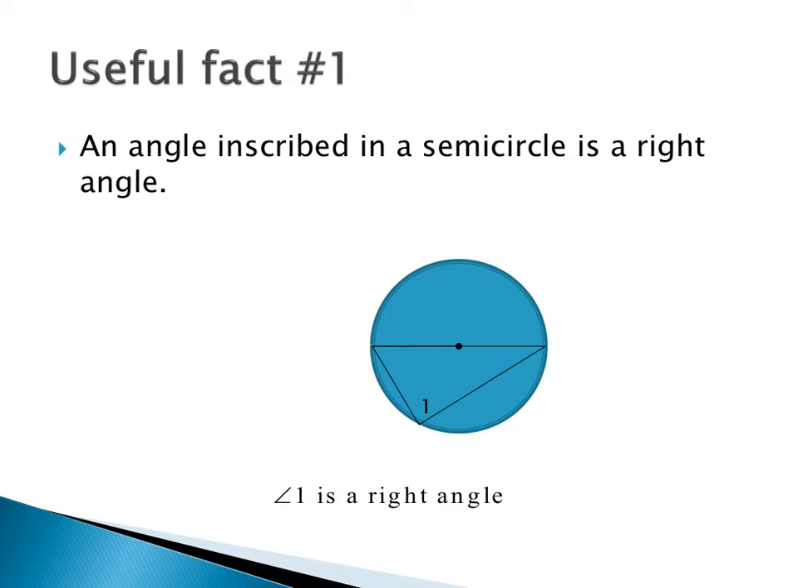All right. An angle inscribed in a semicircle is a right angle. Think about why that's true. If it's a semicircle, right? What's true about the measure of the semicircle? 180. This is 180. If this forms that semicircle, it's half that, so it's 90 degrees.